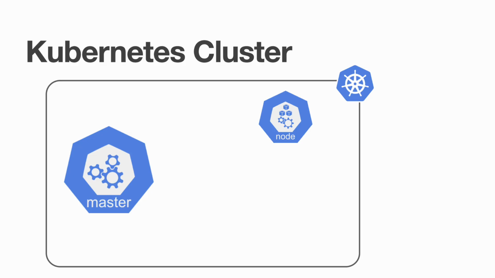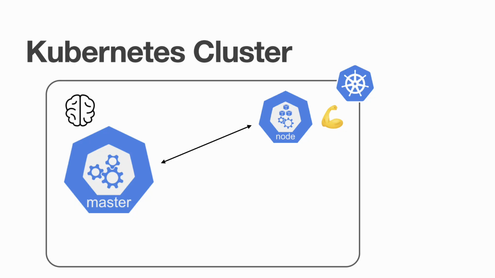So the master node is simply the brains of the cluster. So this is where all of the decisions are made. And then the worker nodes, this is where all the heavy lifting work happens, such as running your applications. And both the master and the worker node, they do communicate to each other via the kubelet, which I'm going to teach you in a second.